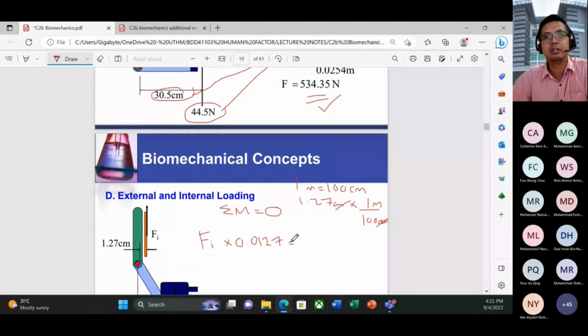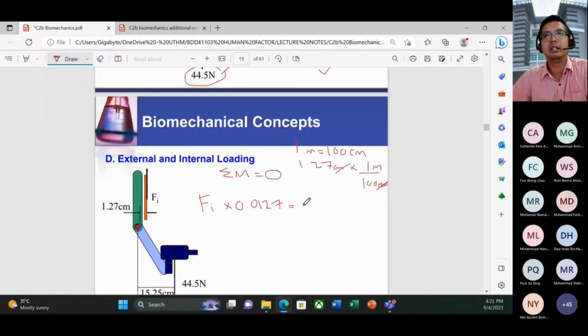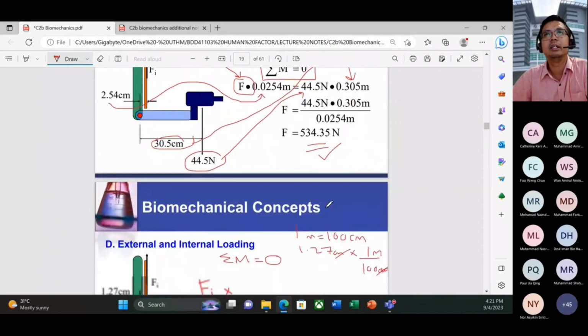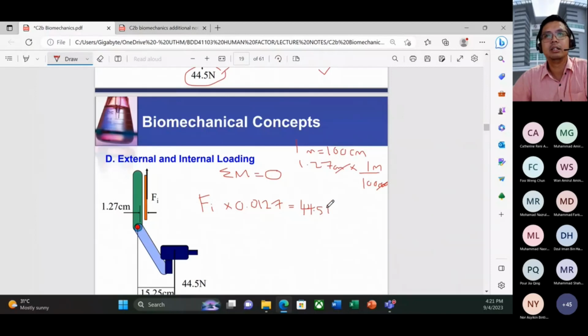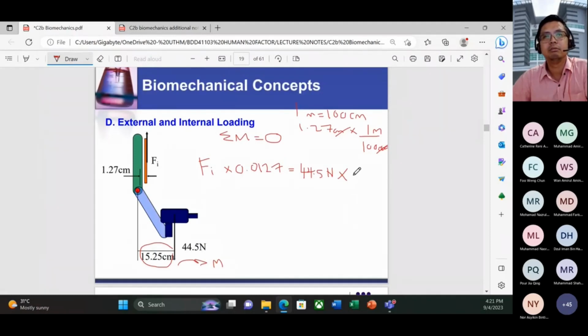Okay, equal to 44.5 Newton. Okay, 44.5 Newton meter. Okay, Newton times with 15.25 cm. Convert to meter. So we will get 0.1525 meter. Okay, I'm sorry.